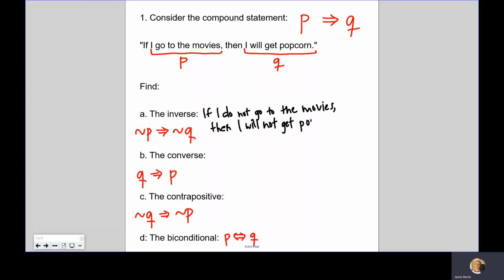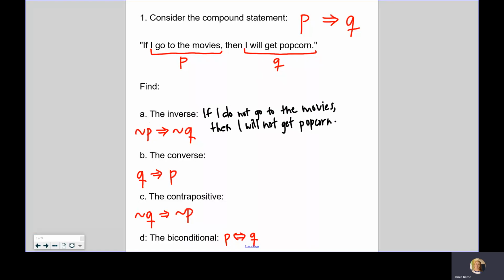And again, don't look into these statements too much. It doesn't have to make perfect sense. These are just simple statements that allow us to practice writing the inverse, converse, and contrapositive.